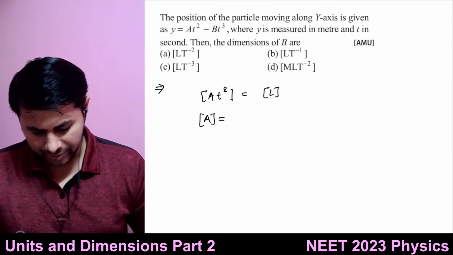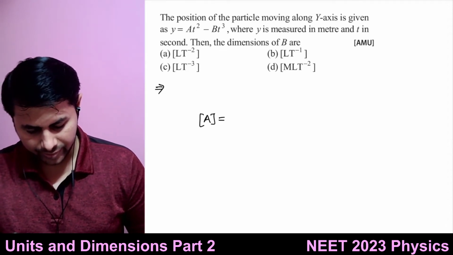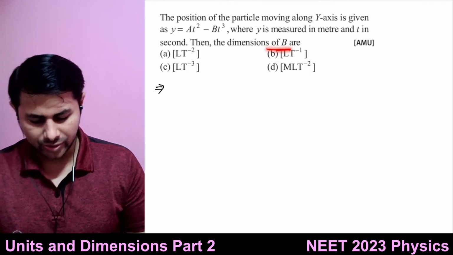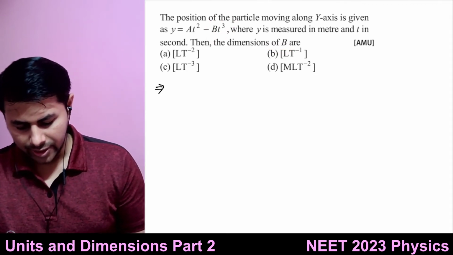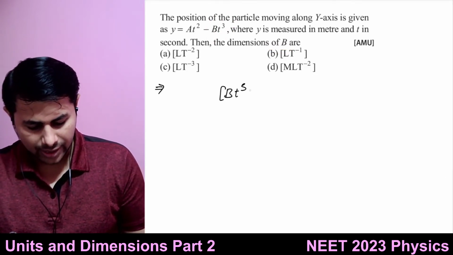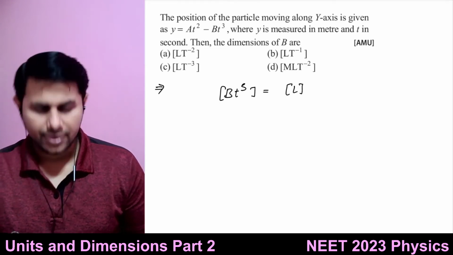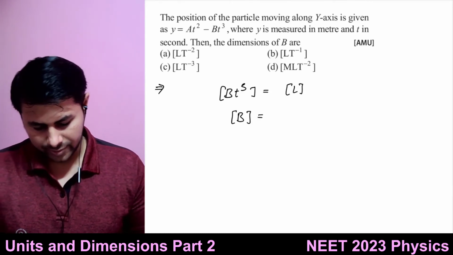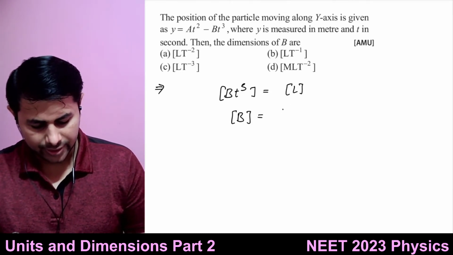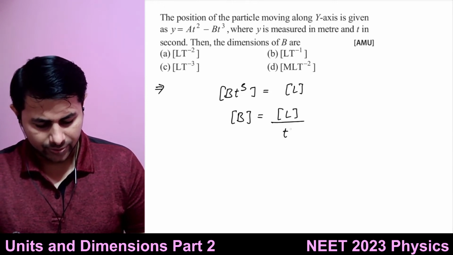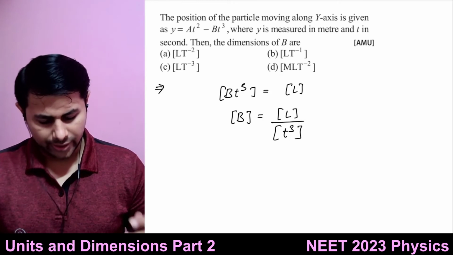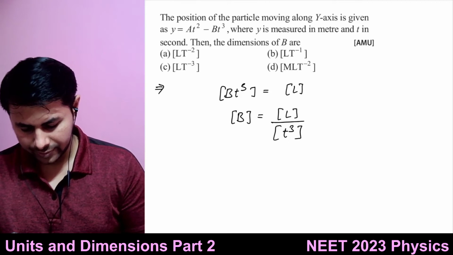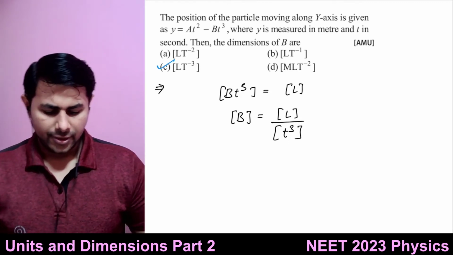Okay, we want dimensions of B only. I thought we wanted A and B both, but we want dimensions of B only. So we have B t cube. The dimensions of B t cube are equal to the dimensions of length, and therefore B is L divided by t cube, or L to the power 1 t raised to minus 3. So option C is the answer, right?